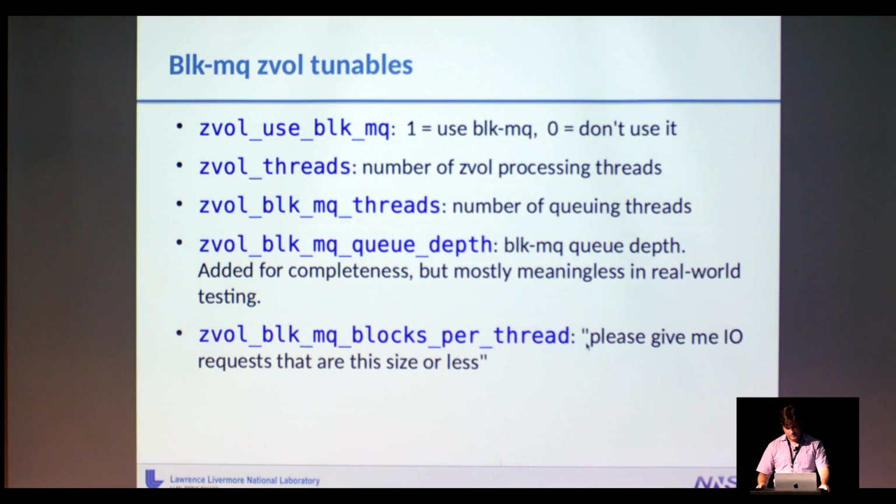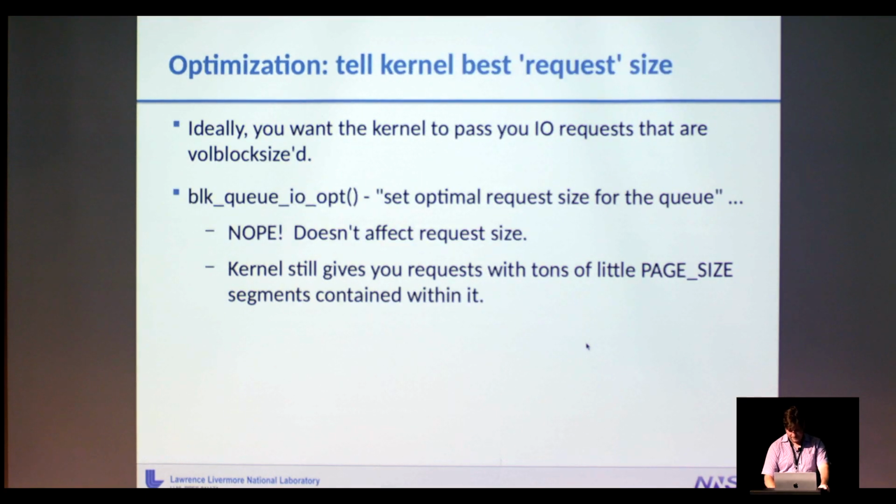ZVOL block multi-queue queue depth. You can tell the kernel how big you want your queues to be, but in all my testing, it didn't really affect performance at all. And then finally, ZVOL block multi-queue blocks per thread. This is kind of a way of telling the kernel how big you want your IOs to be, or what is the optimal size I would like my IOs to be. And this is an interesting value, which I'll get into a little bit.